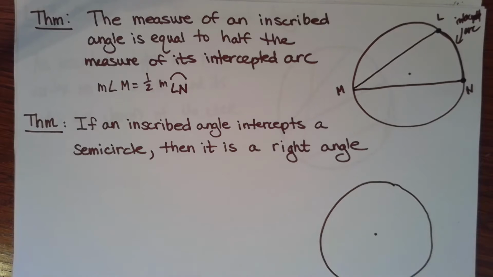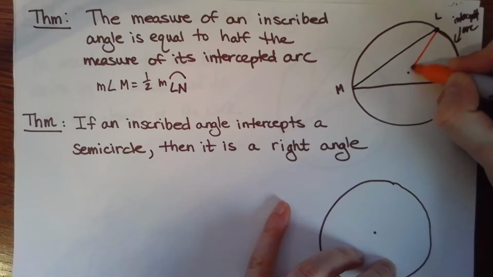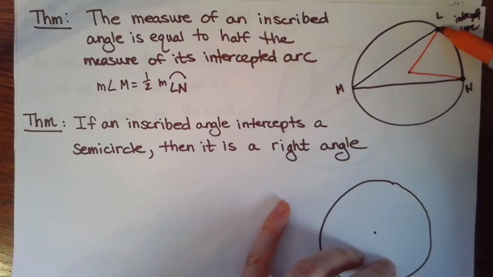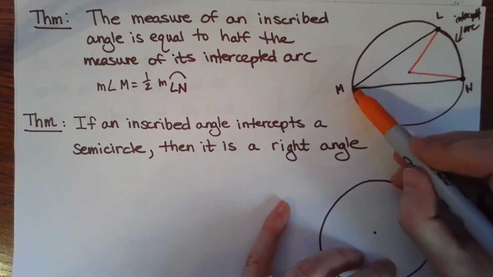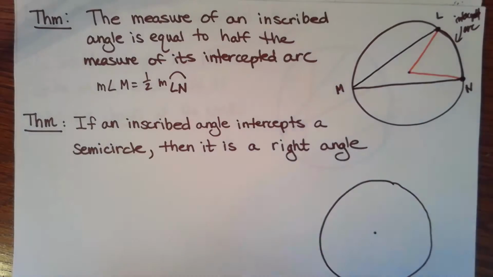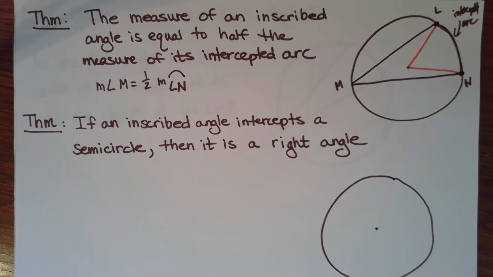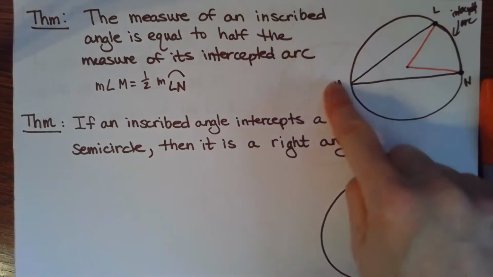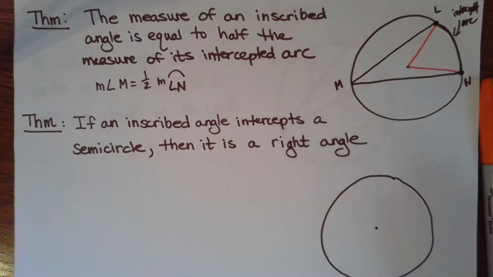If you think about it, if we were to draw the central angle in right there, the central angle is exactly equal to the measure of arc LN. And hopefully you can see that it's pretty obvious that LMN is smaller than that central angle. In fact, it's exactly half as large. It's fairly intuitive that it's smaller, and perhaps not so intuitive that it's half of it, but indeed it is half.